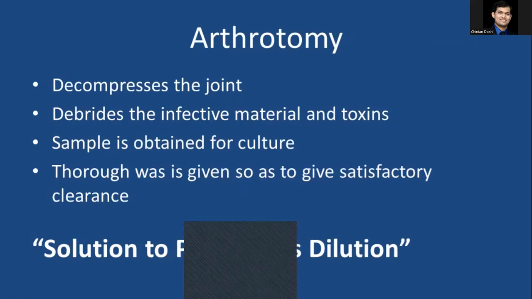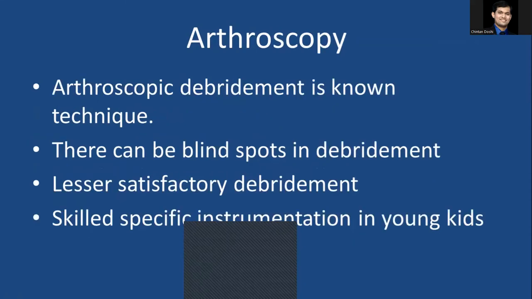Arthroscopy is another known technique. There are papers which are published. However, in arthroscopy, there are blind spots and there can be infection hidden there, and we may not be able to do a thorough debridement. Also, for young kids, younger than 7 to 8 years, we require special arthroscopy instruments. Most of the time, we also use ankle arthroscopy guides for these. The normal knee or hip guides may not work in a small kid like this.